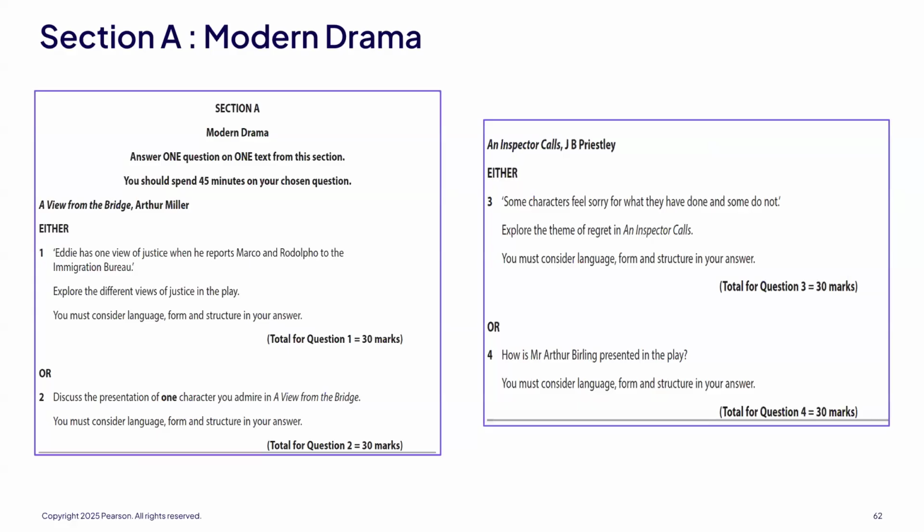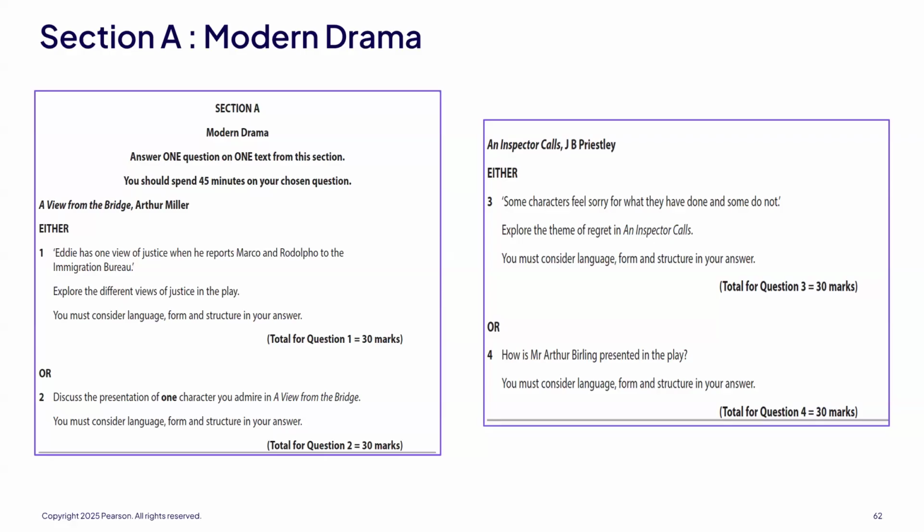And then here we have an example of the questions. So A View from the Bridge and An Inspector Calls are two very popular texts with candidates, with centres. So the View from the Bridge question: Eddie has one view of justice when he reports Marco and Rodolfo to the Immigration Bureau. Explore the different views of justice in the play. And then the signposting, of course, to the AO2 about language, form and structure. Or they could choose: discuss the presentation of one character you admire in A View from the Bridge. And again, the signposting to the AO2.